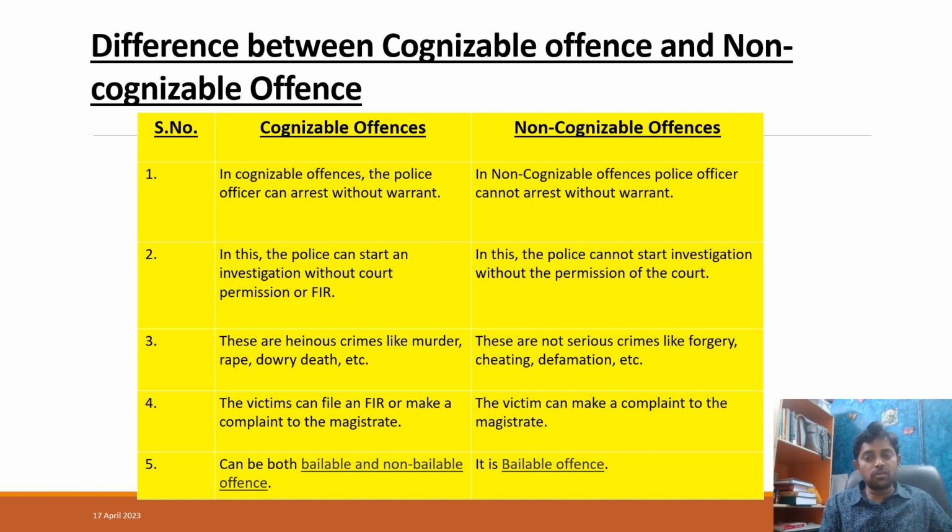Coming to differences between cognizable and non-cognizable offense. In a cognizable offense, the police officer can arrest without warrant. In a non-cognizable offense, the police officer cannot arrest without warrant. In a cognizable offense, the police can start an investigation without court permission or FIR. In a non-cognizable offense, the police cannot start investigation without the permission of the court. Cognizable offenses are heinous crimes like murder, rape, dowry deaths, etc. Non-cognizable offenses are not serious crimes like forgery, cheating, defamation.